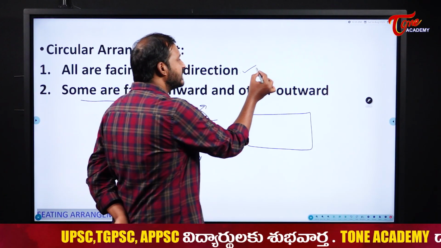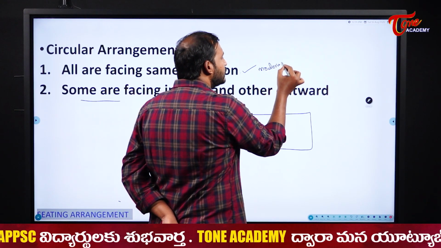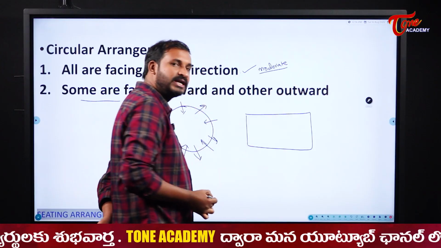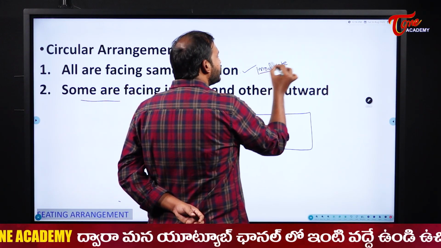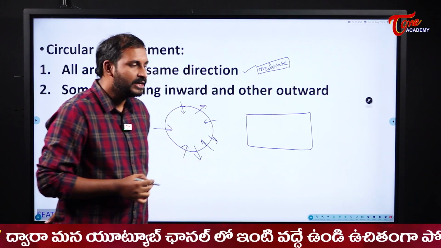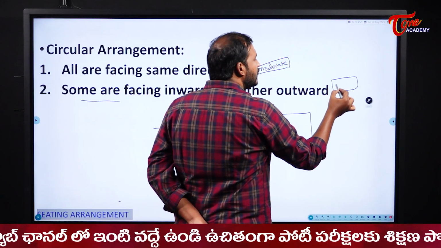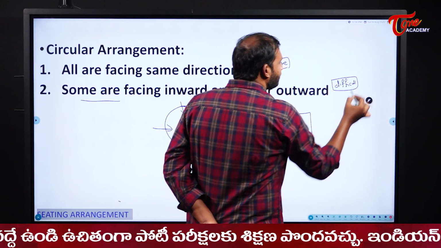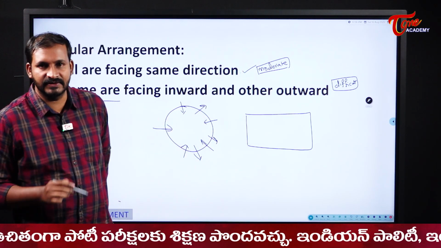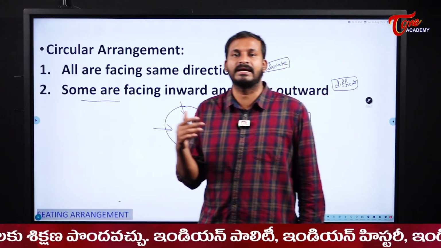The first one we will consider as an easy to moderate level, I am speaking about the difficulty level. And when few are sitting inward and few sitting outward, we will consider this as a difficult arrangement. Okay students, based on the question you get, you should make an assessment whether you should attempt that question first or last.